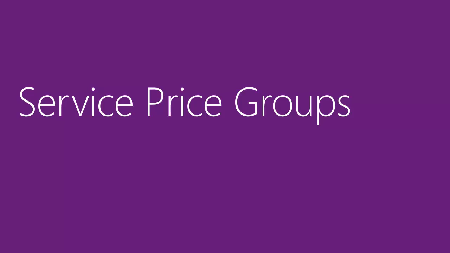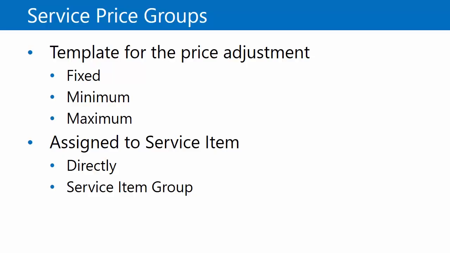Let's first have a look at the service price groups. Now, the service price groups are actually the template, the real template for the price adjustment. So later on, we're going to execute a function that's going to check whether a price can be updated or adjusted. Now, the service price group is the template for that adjustment.